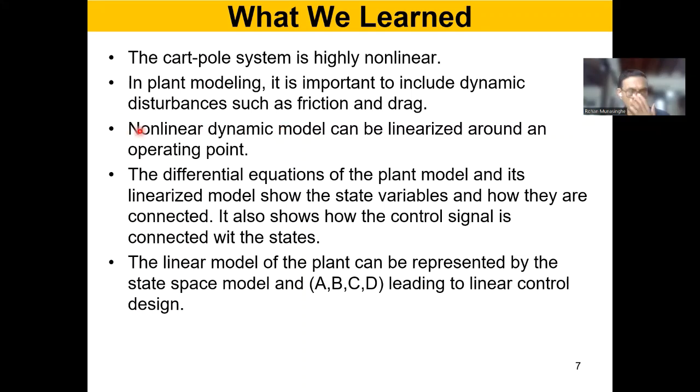Then the third one that we learn is nonlinear dynamic model can be linearized around an operating point, right? You can't do this anywhere. In general, for a given plant, there is a certain one or many operating points. So you have to linearize your model around that point. Okay.